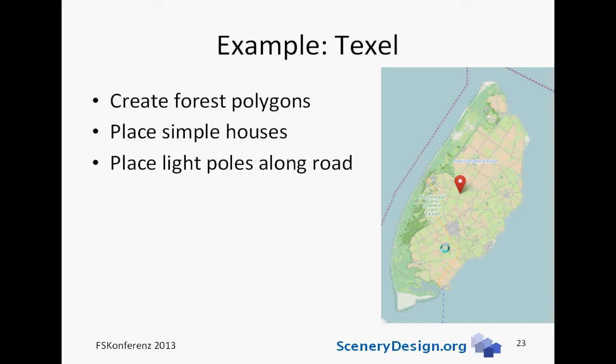And to keep it simple, I'll just create three types of Autogen here. I'll create forest based on polygons that define the forest. I'll create simple houses, and with simple I mean that I'll just take the footprints that have 4 vertices that are rectangular in shape. I will ignore the more complex shapes for now, and I'm going to place light poles along a road. And that's what I'm going to do in this demonstration.